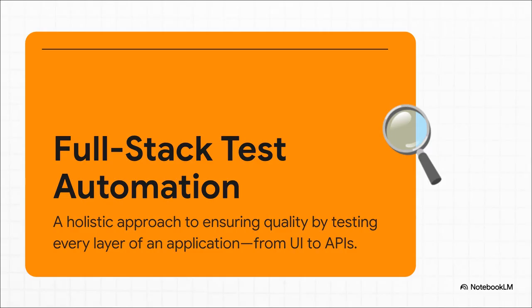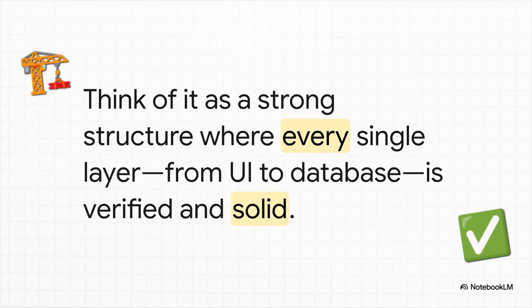At its heart, full stack test automation is this big, holistic idea. It's basically a strategy that says, hey, we can't just test things in isolated little boxes anymore. We have to verify quality at every single layer of the application if we want to be truly confident in our product. The best way to think about this is like you're constructing a building.